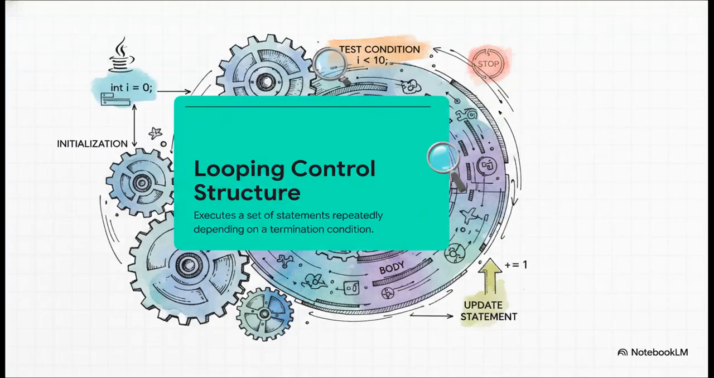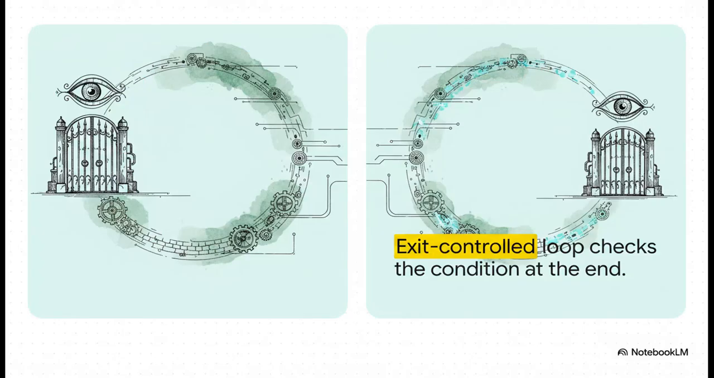A loop is basically an engine. It just keeps spinning through a block of code until a specific condition tells it to stop. To get it running, you need 4 main things: an initialization to set the starting line, a test condition so it knows when it's done, a body containing the actual work, and an update statement to push the loop forward, like adding 1 to a counter every time it spins. The timing of that stop condition is absolutely everything.